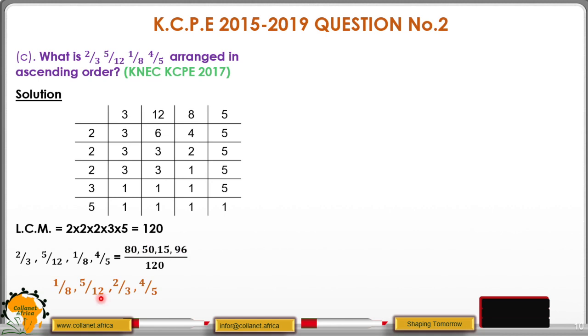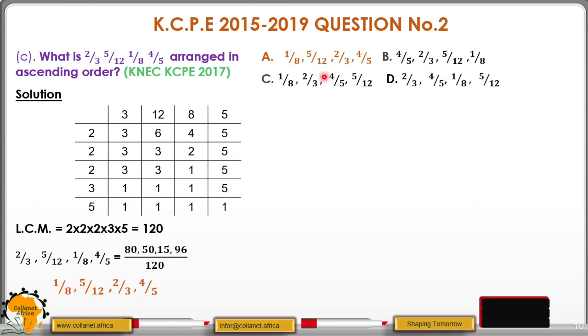Therefore you come down here. So 15 coincides with 1 over 8, then 50 is 5 over 12, then 80 is 2 over 3, and 4 over 5 will give you 96. So this is in ascending order. If it was descending order, we would have started with this one, followed by that, and then finally this one will be the smallest. So ascending order, descending order.